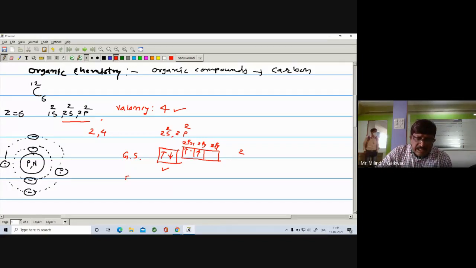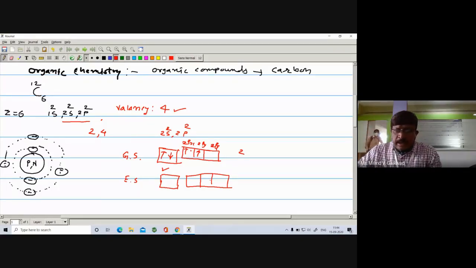And in the excited state, what happens here? This is your 2s orbital, and this is your 2p orbital. One of the electrons from 2s gets shifted to the 2pz orbital, right? Now there are 4 unpaired electrons, and these undergo hybridization.